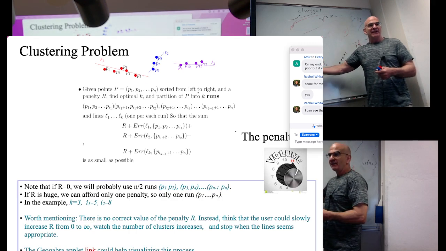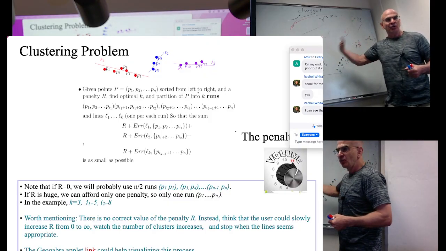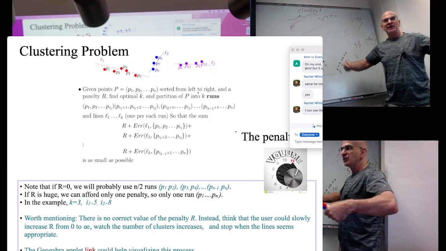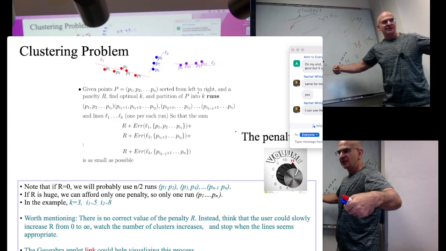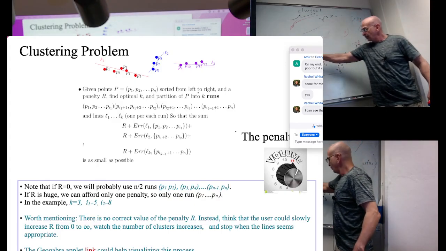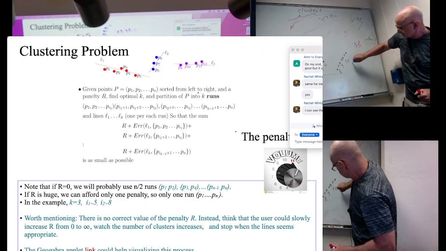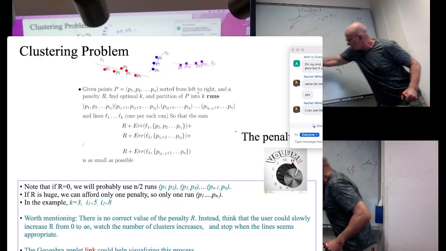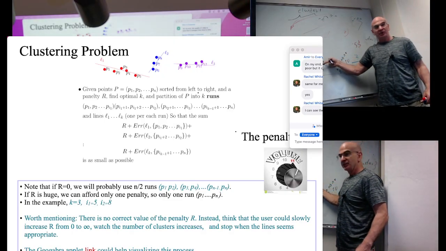Take R to be $5,000. Since R is how much each cluster costs, $5,000 is a lot of money. I will afford only one line. It will go somewhere here, all the way from here to here, and the error will be the error between this line and all these points.